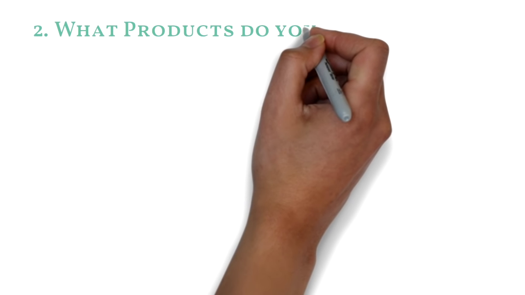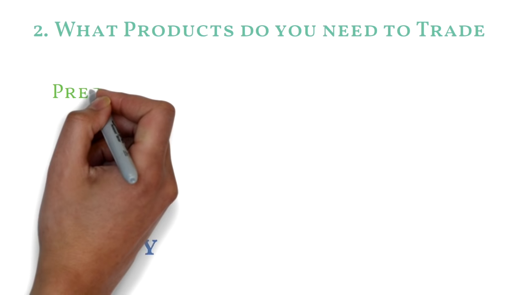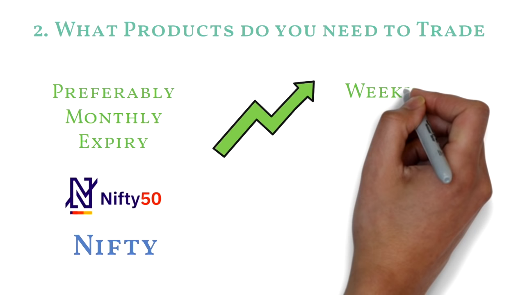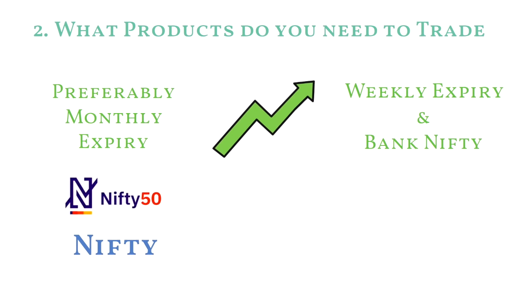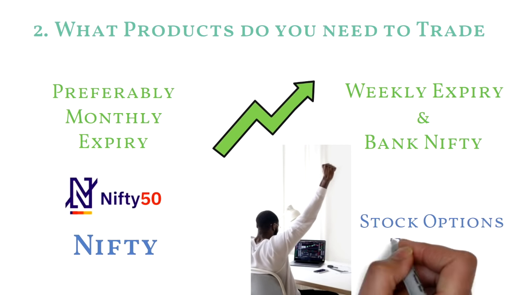What products do you need to trade? It's advisable to trade Nifty initially, specifically monthly expiry. Then once you make some money, you can include weekly Nifty and Bank Nifty in your trading kitty. You know these indices have good trading volumes and low spreads, therefore you won't lose due to slippages as well. Unlike stocks, indices are less risky and less volatile. Once you have a good amount of accumulated profits and a few months of trading experience in these strategies, gradually you can start trading in stock options.